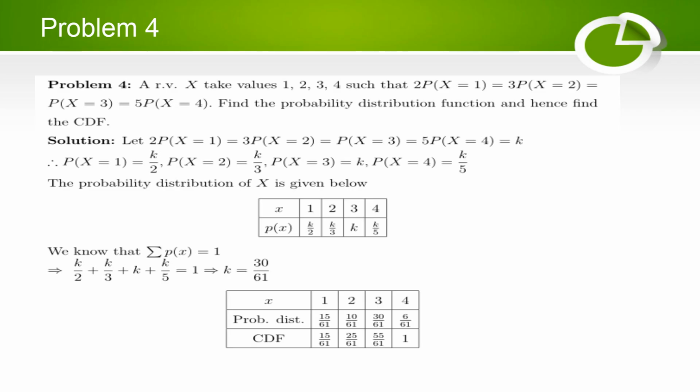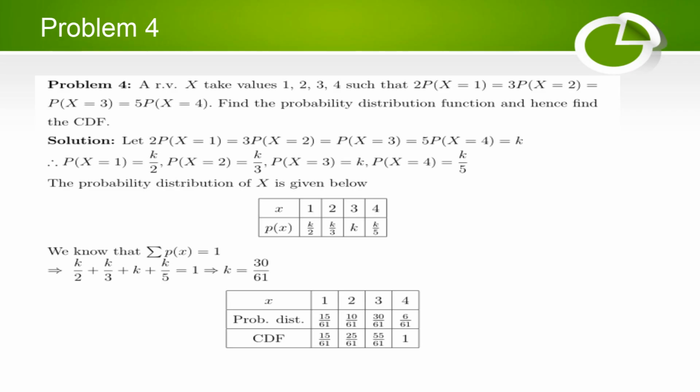The probability distribution of x is given below. X takes values 1, 2, 3, 4. P of x takes values k by 2, k by 3, k, k by 5. We know that summation of P of x equals 1. This implies that k by 2 plus k by 3 plus k plus k by 5 equals 1, which implies that k equals 30 by 61.